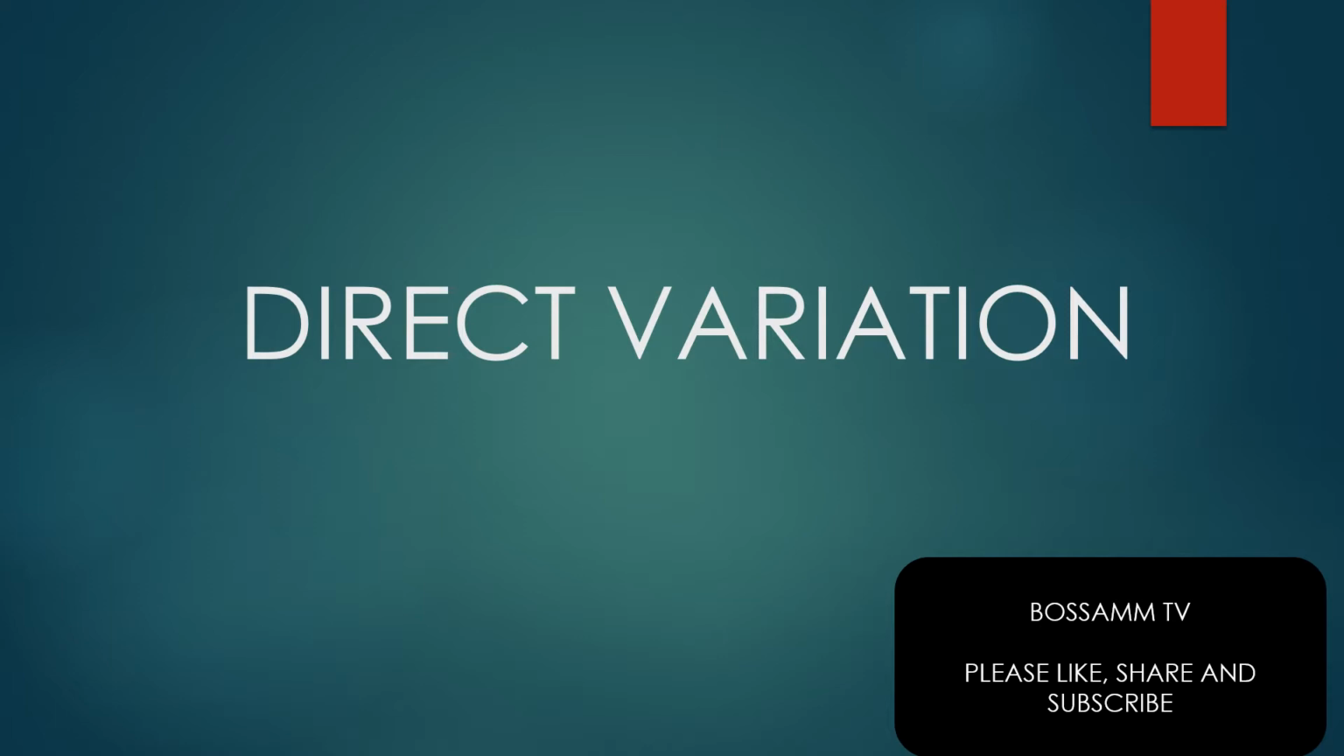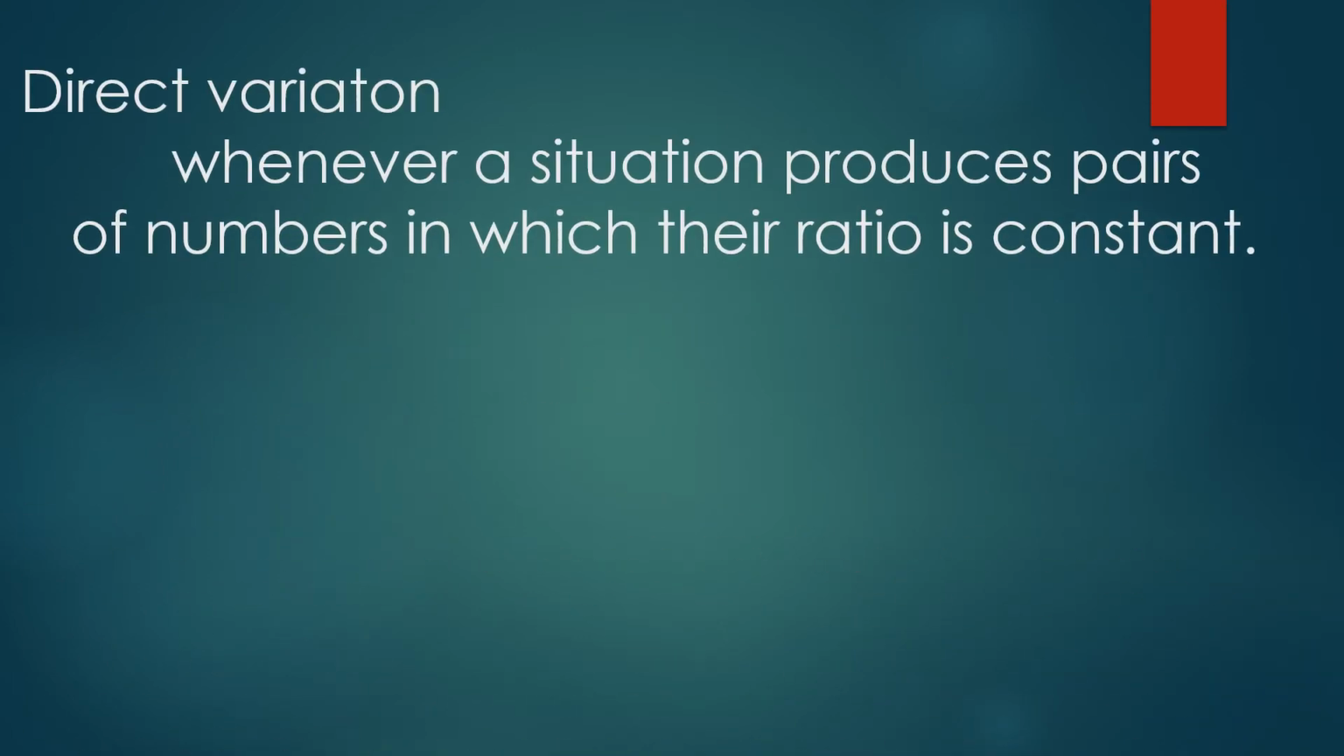Okay, let's start. Direct variation, whenever a situation produces pairs of numbers in which the ratio is constant. Okay, so when we talk about ratio, it is all about fraction, no? When we divide two numbers, the answer of that is a comparison between two numbers. So, ratio ang pasabot ana. Pag naka-numerator, yan na po denominator. So, ratio na siya. Pwede po siya isulat 1:2, 2:3, example, just like that.